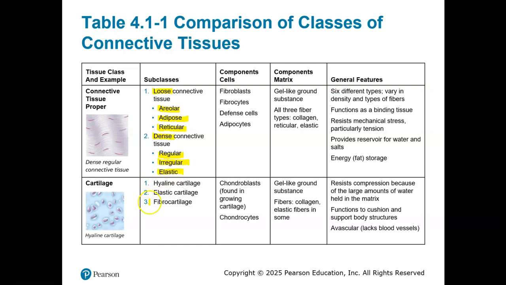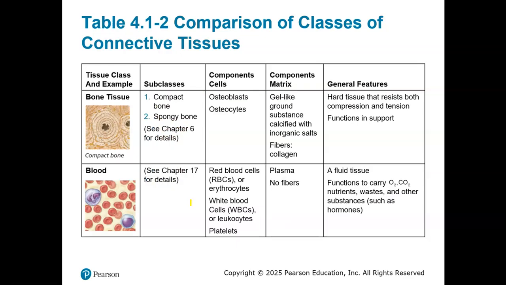Then for the specific connective tissues that have actual names, cartilage, there's hyaline cartilage, elastic cartilage, which is different from elastic connective tissue, okay? Elastic cartilage is different from just elastic dense connective tissue. They're two different things. And then fibrocartilage. So hyaline, elastic, and fibrocartilage.